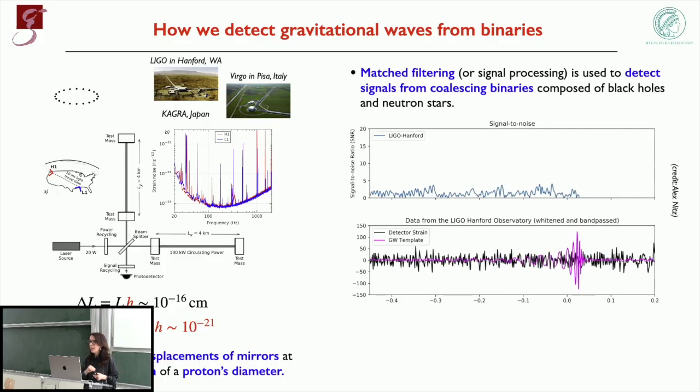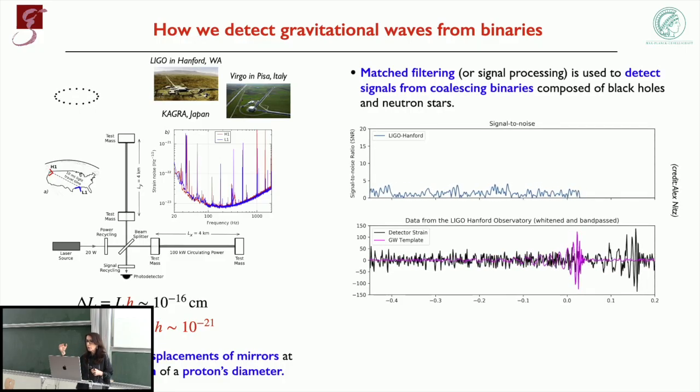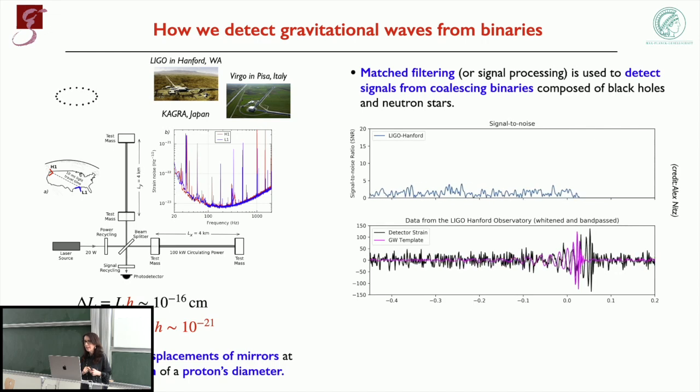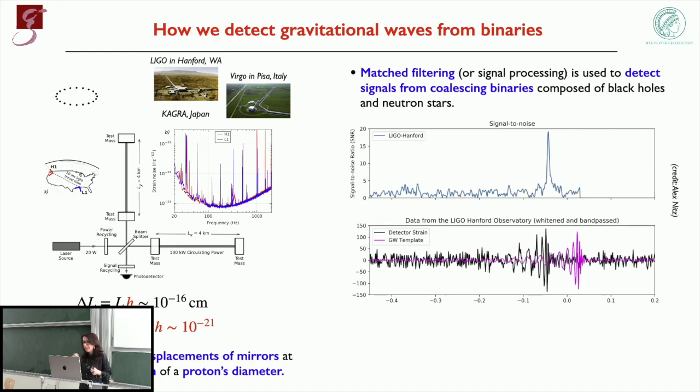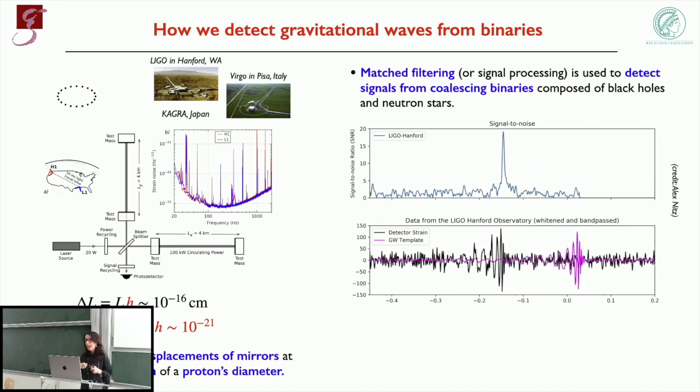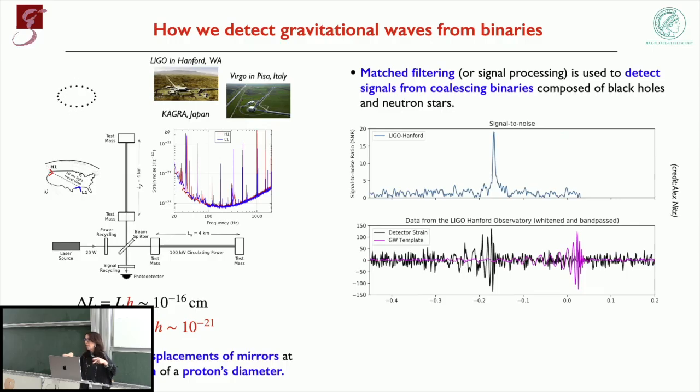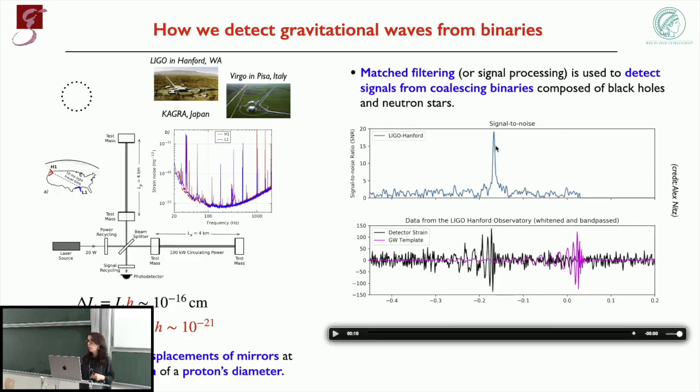In the bottom panel, you have the data in black, which contain noise plus a signal. You slide or correlate a template in pink, and you maximize over the parameters of the binary, the masses and the spins of the black holes. And when that correlation becomes larger than a certain threshold, which you have set depending on the knowledge of the noise in the detectors, then you can claim a detection.